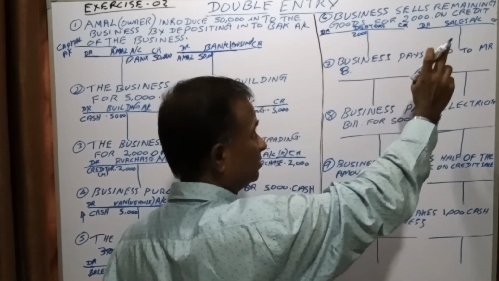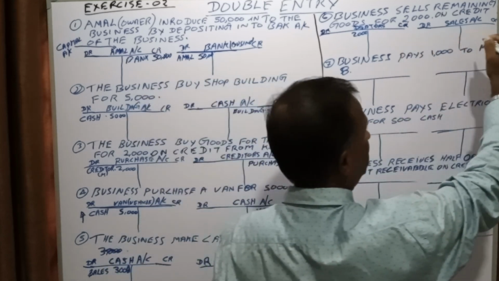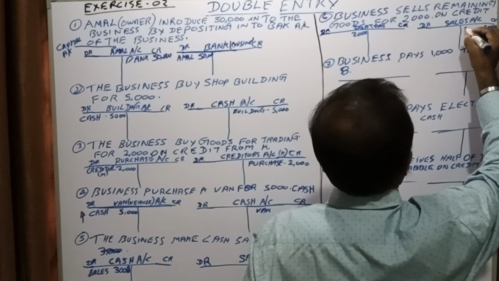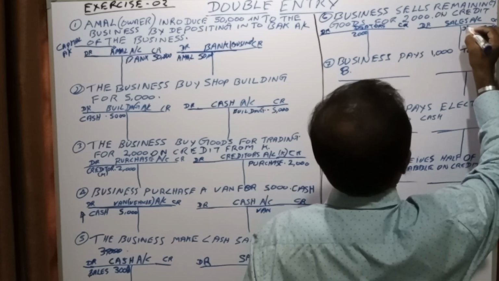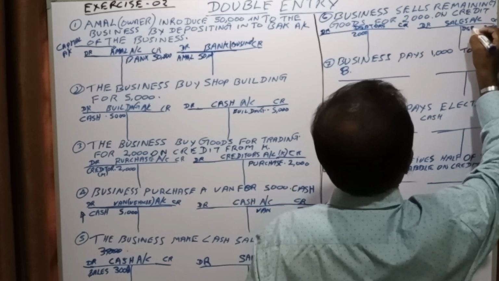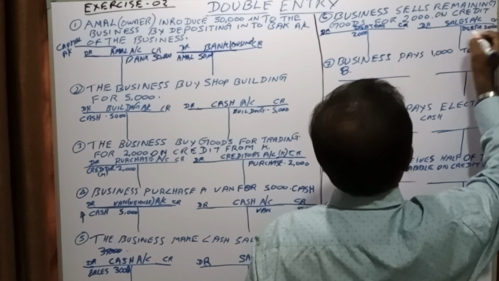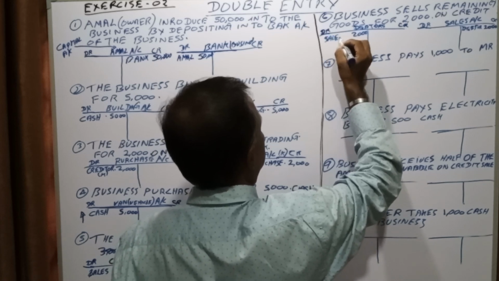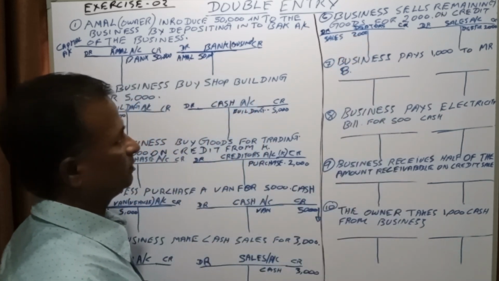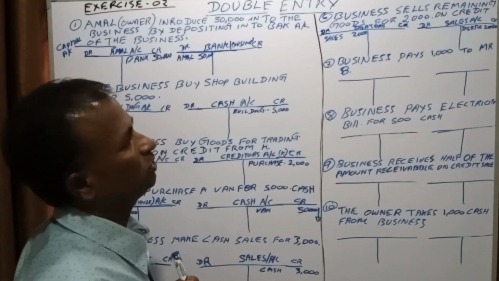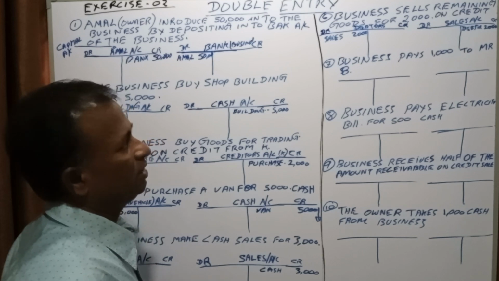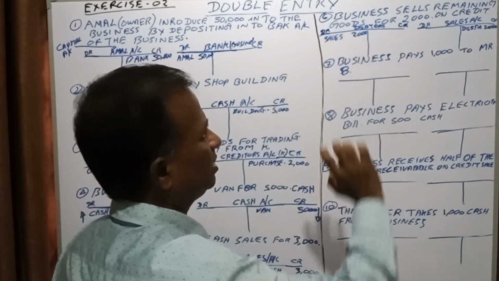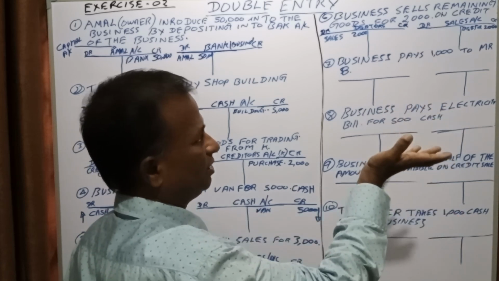And sales is a revenue. All the revenues are credited, so you are crediting 2000. Here you will say debtors, here you will say sales. Business sells remaining goods for 2000 on credit, that is the credit sales. Since debtors are increasing, meaning assets increase, it is debited. Sales are revenue, an increase in revenue, so it is credited.